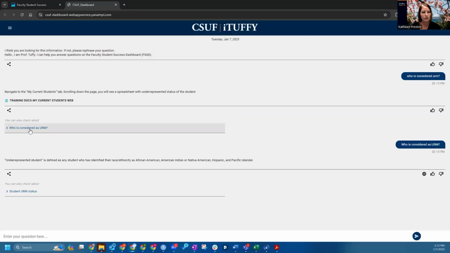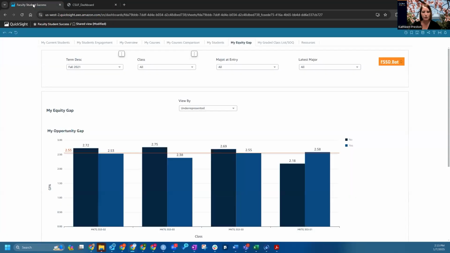And then we can also check who is represented as URM, and an underrepresented student is defined as any student who has identified their race or ethnicity as African American, American Indian or Native American, Hispanic, and Pacific Islander. So that gives us some information that we can then utilize when we're interpreting these data.